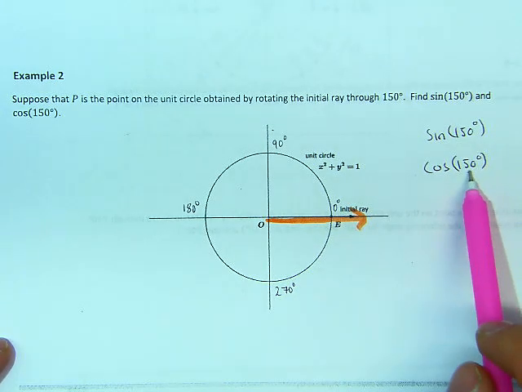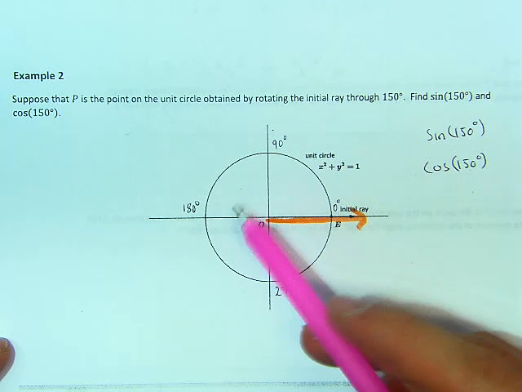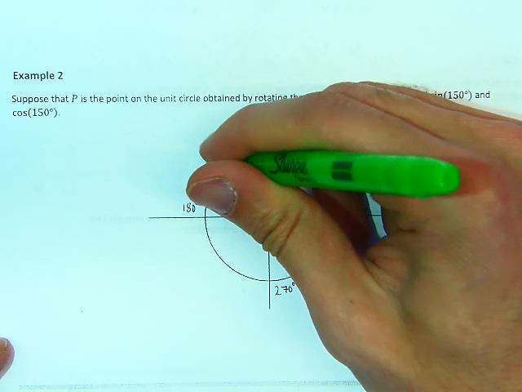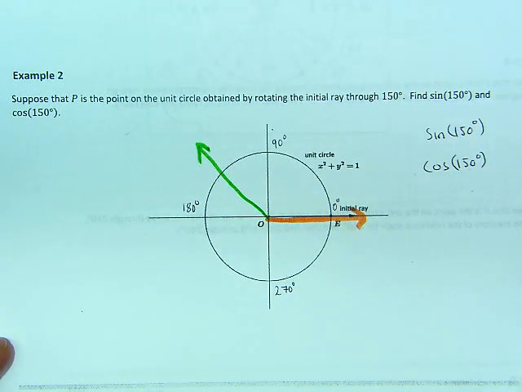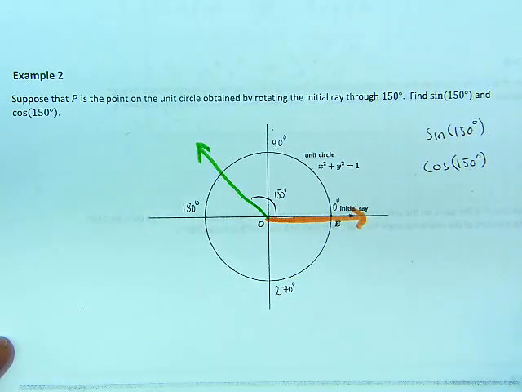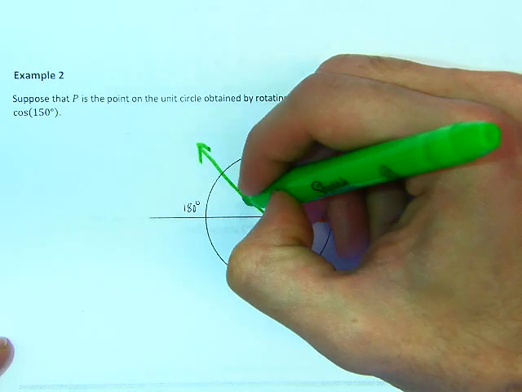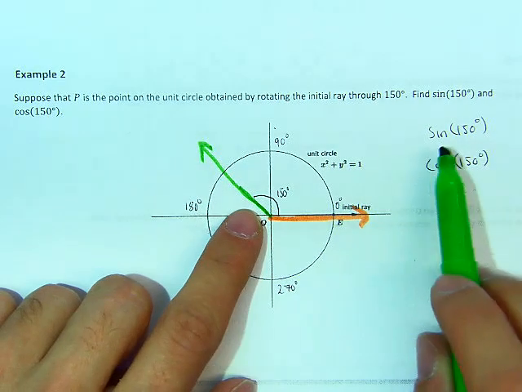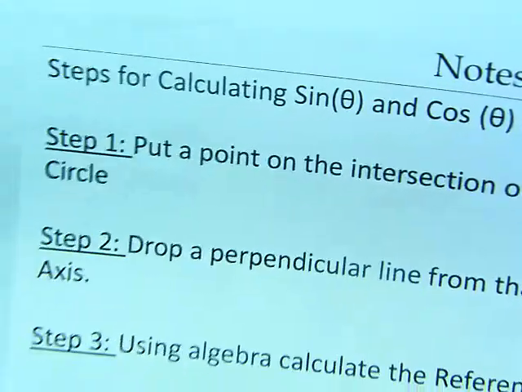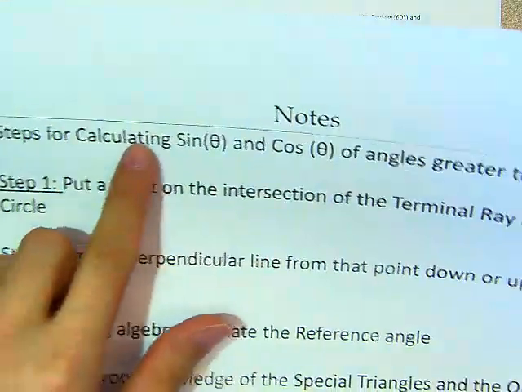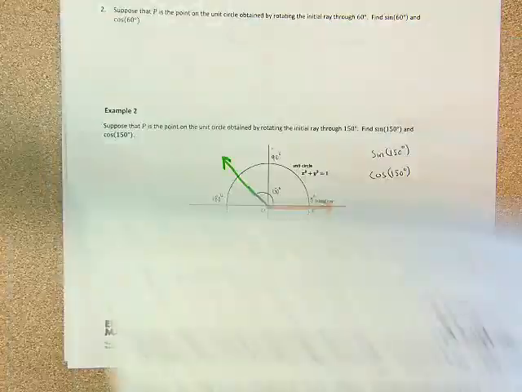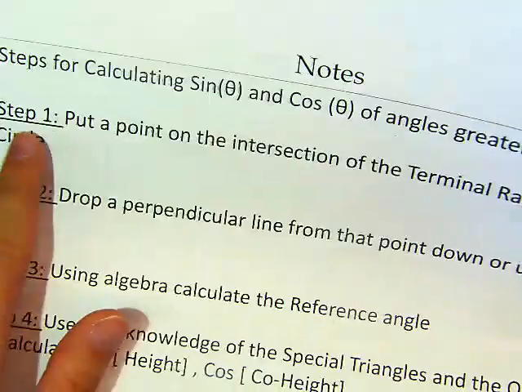Where would 150 degrees be? It will be between the 90 and the 180, something over here. So our terminal ray will be something like this, and it makes a 150 degree angle. Now the question is, how do we find sine of 150 and cosine of 150? Yesterday's notes will help: steps for calculating sine of theta and cosine of theta for angles greater than 90 degrees. This 150 is greater than 90, so let's follow the steps.